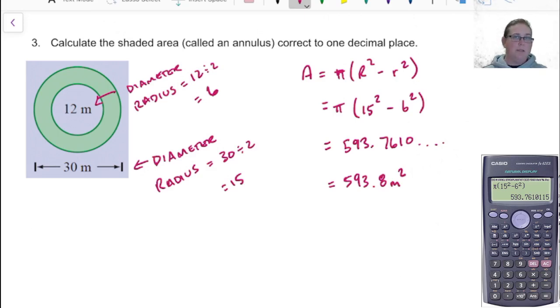So hopefully this has helped you develop some understanding on how to find the area of circles and sectors, including the annulus.